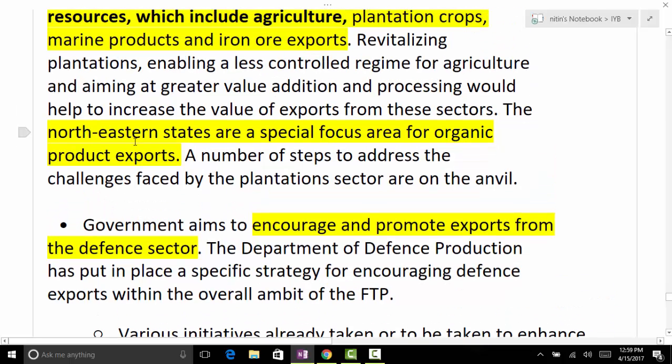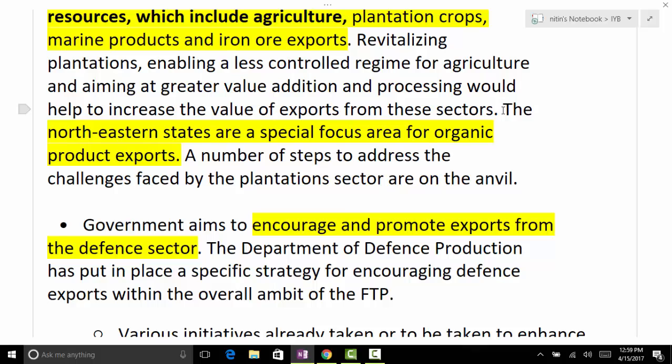Then they give an example: northeastern states, a special focus area for organic product exports, right? So in the northeastern states, more and more focus is given to organic farming. Which scheme do you have for organic farming? Paramparagat Krishi Vikas Yojana, specifically dedicated to northeastern India.